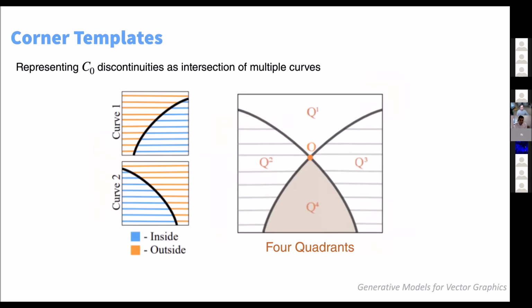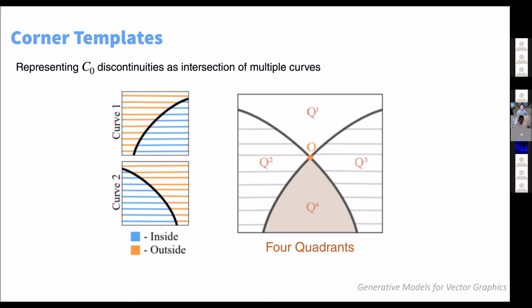So here's quite a clever trick that I really like. What we do is, instead of outputting a final SDF, we output simple SDFs. That means we are saying a complex SDF can be expressed as a combination of simple SDFs. And what is a simple SDF? SDF coming from simple curves.